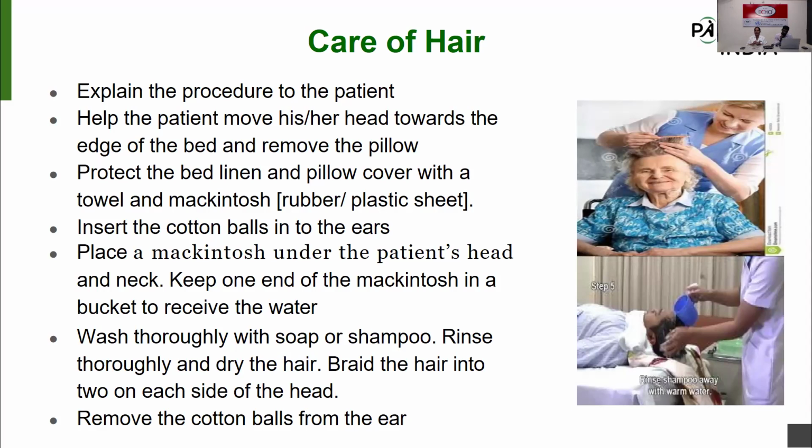Protect the bed linen and pillow cover with a towel or a Macintosh. Insert the cotton balls in the ear. Place a Macintosh under the patient's head and neck. Keep one end of the Macintosh in the bucket in order to receive the water. Wash thoroughly with soap and shampoo. Rinse thoroughly and dry the hair. Braid the hair into two, one on each side of the head. Then remove the cotton balls from the ear.